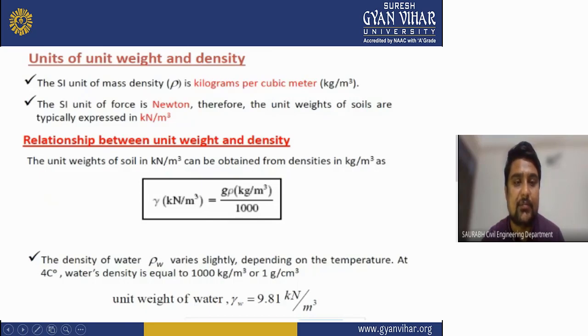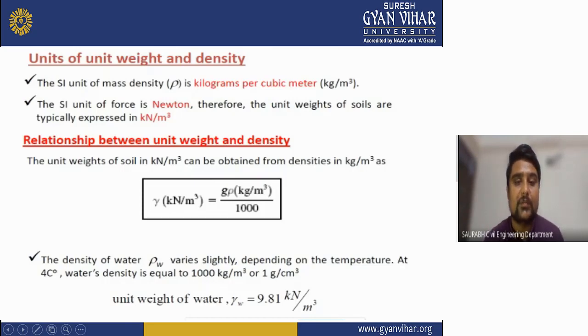What is the difference between unit weight and density? This is also very important to know for all civil engineering students. The SI unit of mass density, which is represented by rho, is kilogram per cubic meter, that is, kg per meter cube. The SI unit of force is the Newton, therefore the unit weight of soil is typically expressed in kilonewton per meter cube.